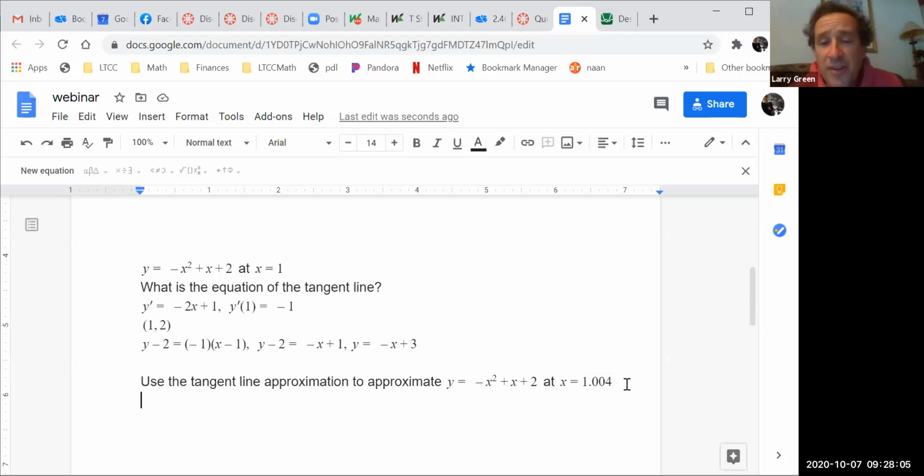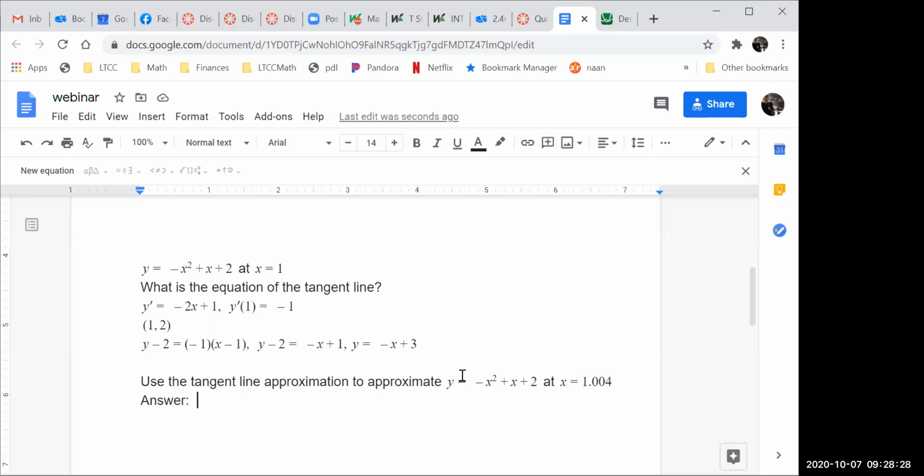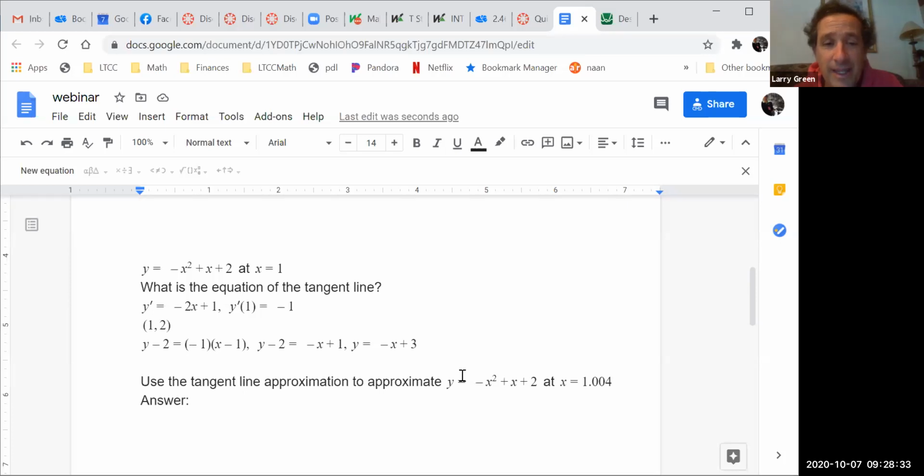Okay, now I've done most of the work already. Most of the work was to find the tangent line. I already found the equation of the tangent line, that was y equals negative x plus 3. Now is the easy part. What do we have to do? Plug in x to the derivative? Yep, plug in x into not the derivative, but the tangent line.